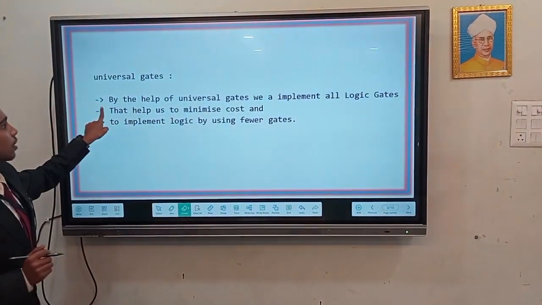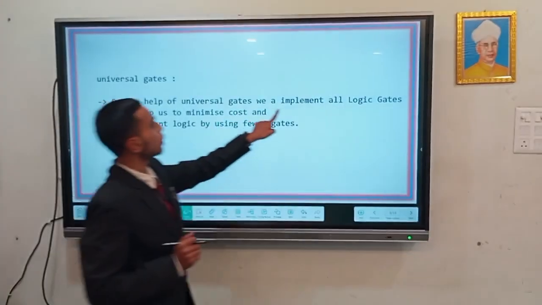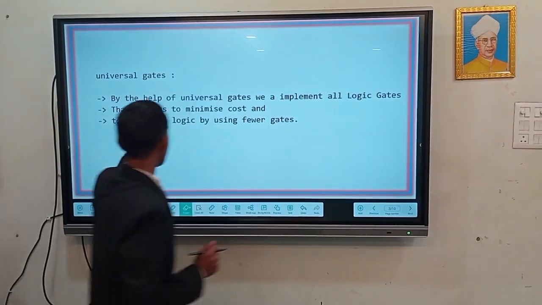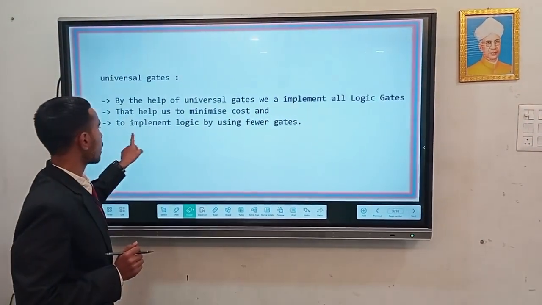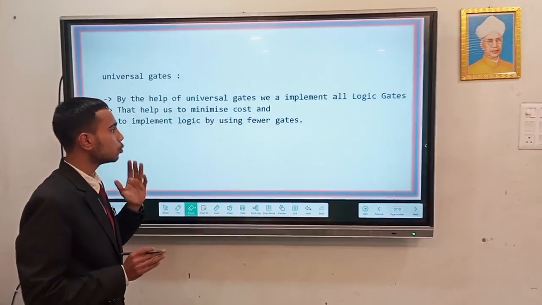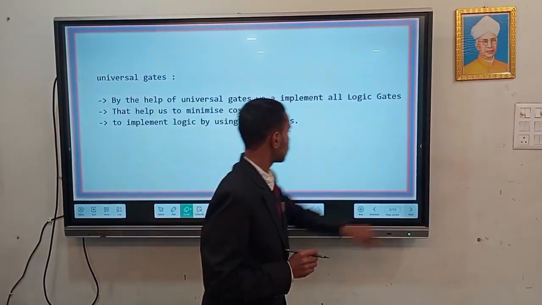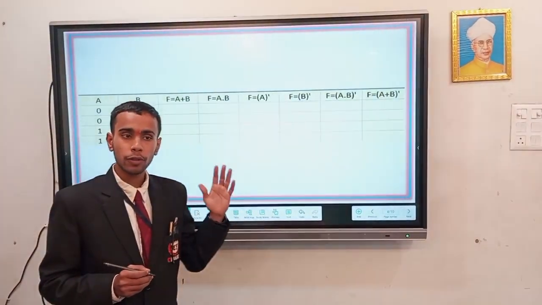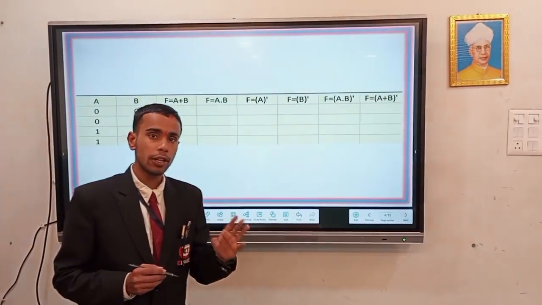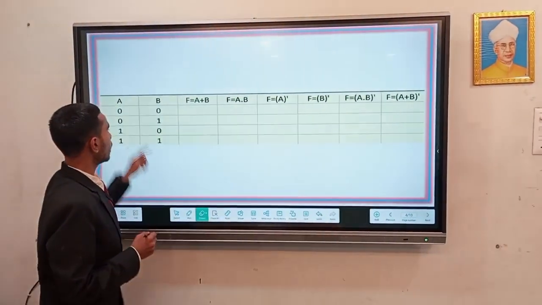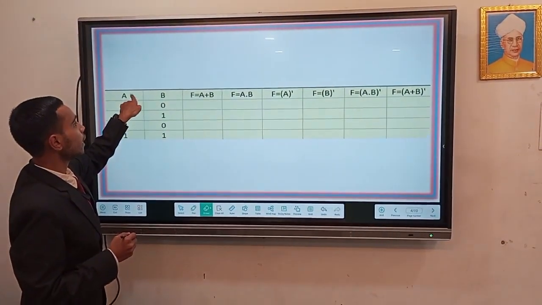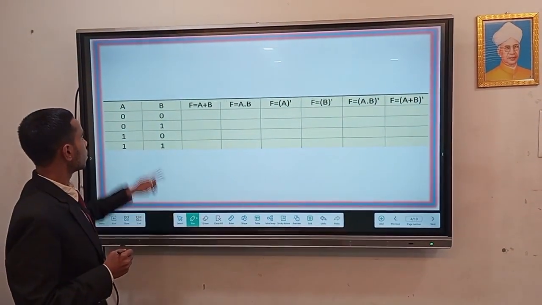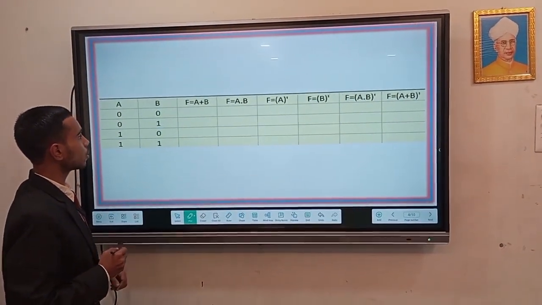By the help of universal gates, we will implement all the logic gates, and that will help us to minimize the cost and to implement logic by using fewer gates. Before beginning, I will give you a brief description of each logic gate in a very quick manner. Here A and B are two literals, and here are the values.